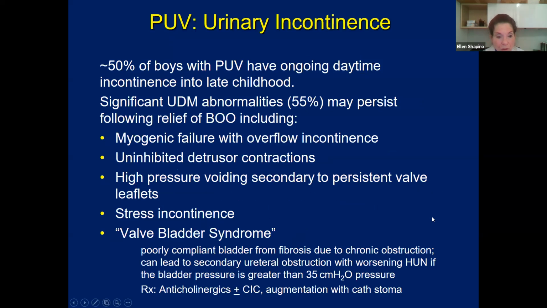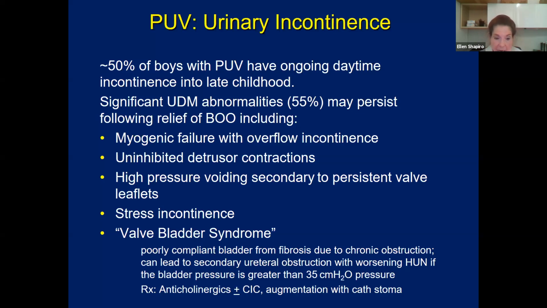And so what do we know about urinary incontinence in some of the older kids? 50% of boys with valves have ongoing daytime incontinence into late childhood. Significant urodynamic abnormalities were present in about 55% and may persist following relief of bladder outlet obstruction, including myogenic failure with overflow incontinence, uninhibited detrusor contractions, high pressure voiding secondary to persistent valve leaflets, stress incontinence, and, as coined by Mike Mitchell, the valve bladder syndrome.